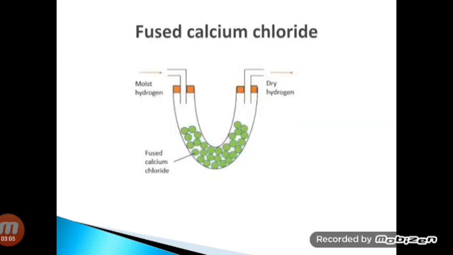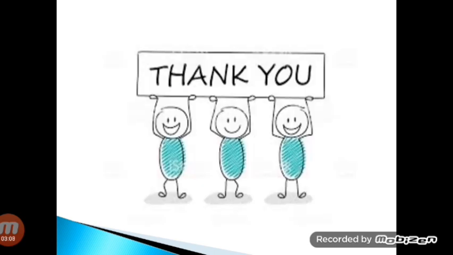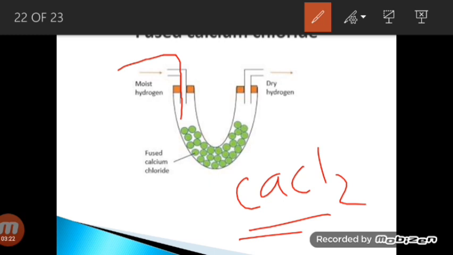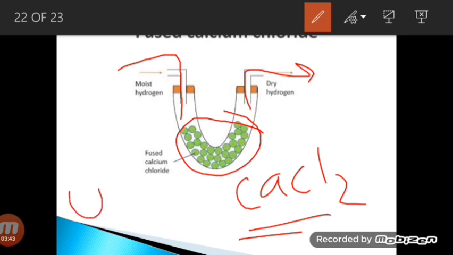Come towards the next part. The next drying agent is calcium chloride. Calcium chloride is always used to dry gases because it's a drying agent. Again, it is used for all those gases which are not acidic in nature. So moist hydrogen will be inserted from this delivery tube, and here we have calcium chloride. Here we can also have calcium oxide, because both of them are basic in nature, so either drying agent can be used. Afterwards, dry hydrogen will be collected from the other end. Always remember that the name of this tube is U tube, because its shape is just like a U.